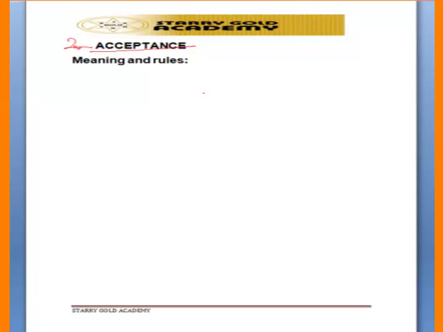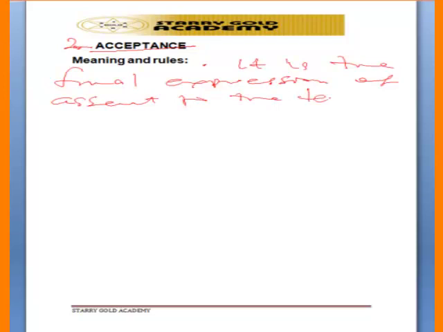Acceptance signifies the offeree's intention to accept the offer. So let's have it this way: acceptance is the final expression of assent to the terms of an offer. That means it is the statement, the move of the offeree to accept the proposal of the offeror. So that is acceptance. It's the final expression of assent to the terms of an offer. And where there is an offer and there is an acceptance from the offeree, then the contract is established.